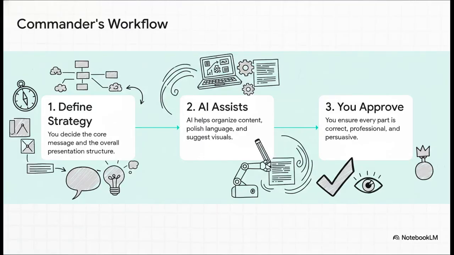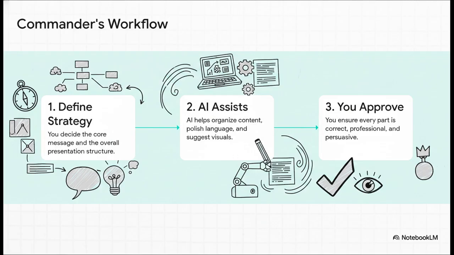All right, here is your new battle plan. It's just 3 simple steps. Step 1, you define the strategy. Before you even touch the AI, you decide on the story, the core message, the key takeaways, the whole structure. Step 2, AI assists and refines. Now you bring in your AI. You use it to organize your points, polish up your language, maybe even suggest some cool visuals. And step 3, and this is absolutely the most important step, you review and approve. You are the final quality check.